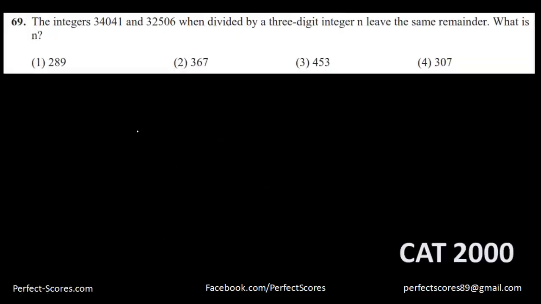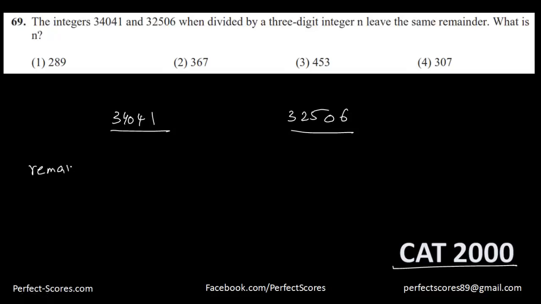So the question says that the integers 3401 and 32506. It's again a previous CAT question, guys. When divided by a number, they leave the same remainder. Then what is the value of n? Now, this number and this number, when they are divided by n, leave the same remainder. That means let's suppose that remainder is equal to r, right?